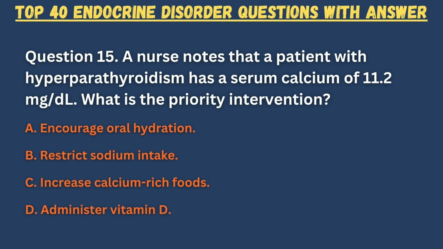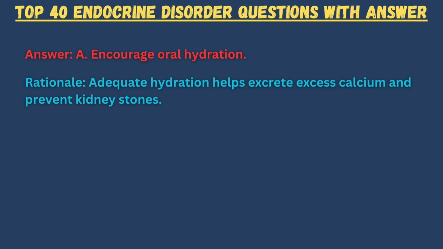Question 15. A nurse notes that a patient with hyperparathyroidism has a serum calcium of 11.2 milligrams per deciliter. What is the priority intervention? A. Encourage oral hydration. B. Restrict sodium intake. C. Increase calcium-rich foods. D. Administer vitamin D. Answer: A. Encourage oral hydration. Rationale: adequate hydration helps excrete excess calcium and prevent kidney stones.